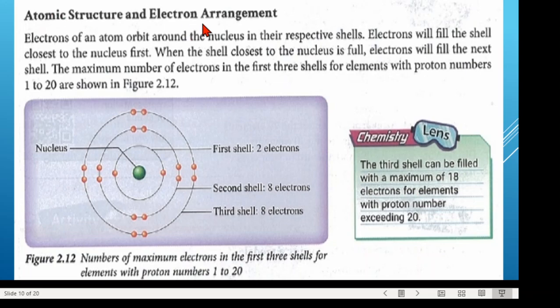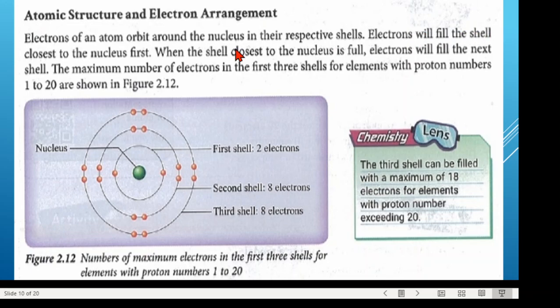Atomic structure and electron arrangement. Electrons of an atom orbit around the nucleus in their respective shells. This is what we call a shell. 1, 2, 3. Nampak ini? Orbit. Ini orbit kan? Kita panggil dia shells. Petala, shells. So, setiap elektron itu akan di sinilah dia terletak di shell-shell tertentu.